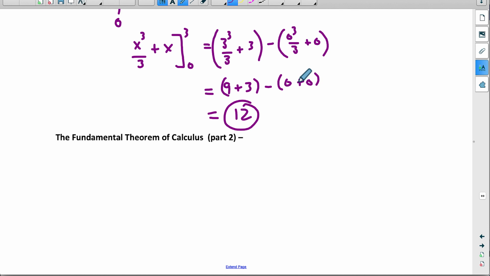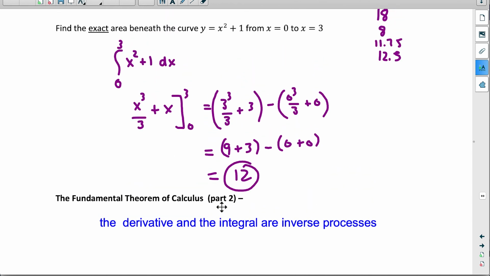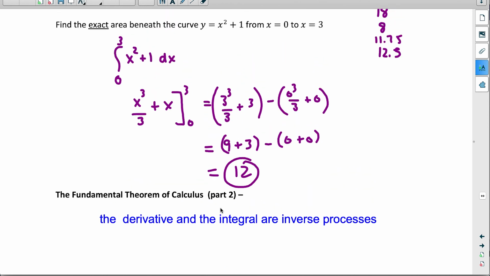Just to finish off, there is a second fundamental theorem of calculus. We've already mentioned it and effectively talked about this. The idea is that the derivative and the integral are inverse processes. So if you took the derivative of something and then integrated, you'd be back where you started. If you integrated something and then took the derivative, you'd be back where you started. And I think we're pretty clear about that by now.